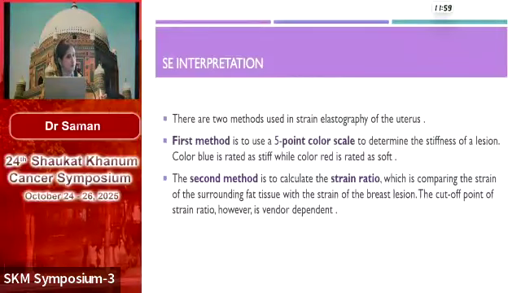Now, there are two methods of interpreting strain elastography images. One is by the color-coded image we get, which is called elastogram, and the other one is the strain ratio, which compares the strain in the abnormal tissue and the normal tissue, and it gives us a ratio.